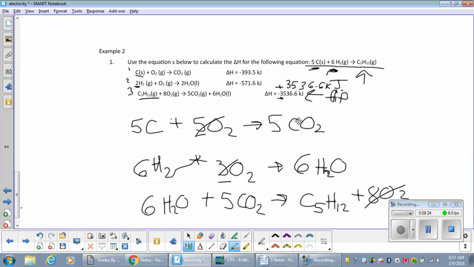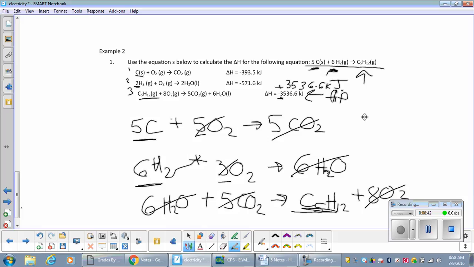We do not want carbon dioxide. We've got 5 on the products, 5 on reactants. That cancels. We also don't want water. 6 products, 6 reactants. It cancels. And we are left with what we want. So we set up our intermediate reactions correctly.